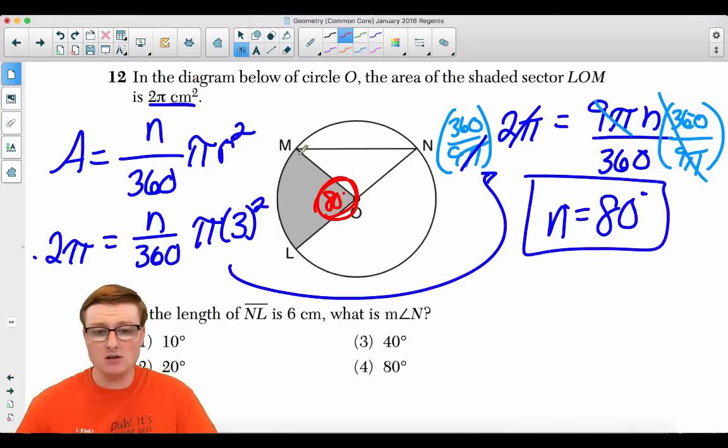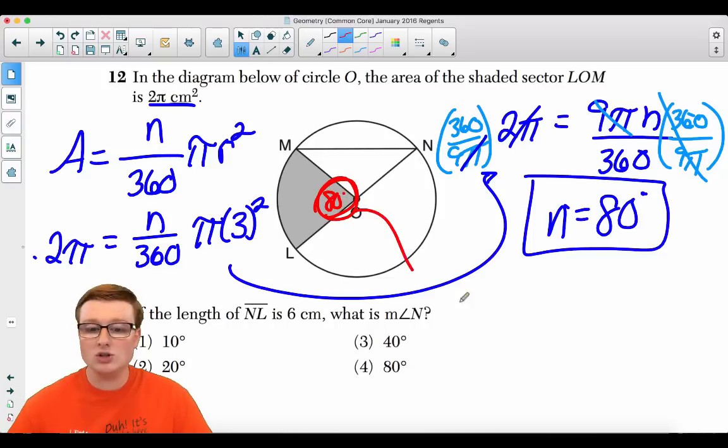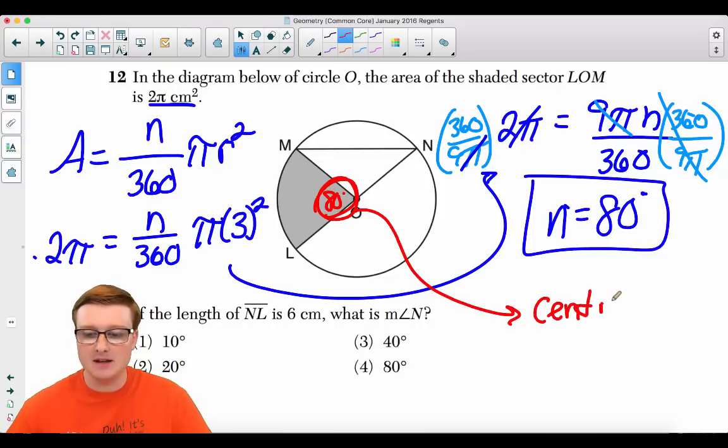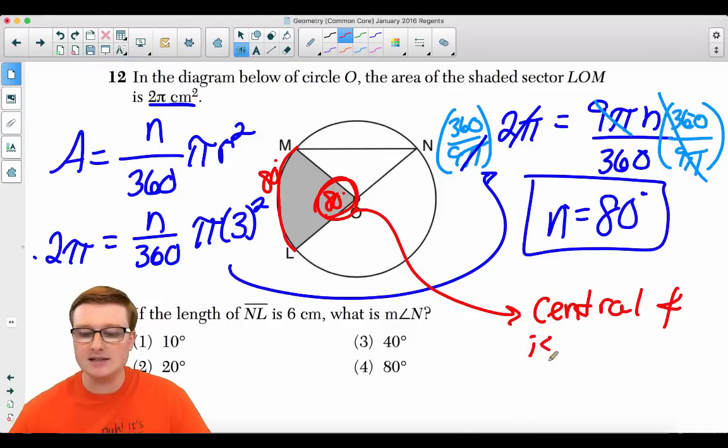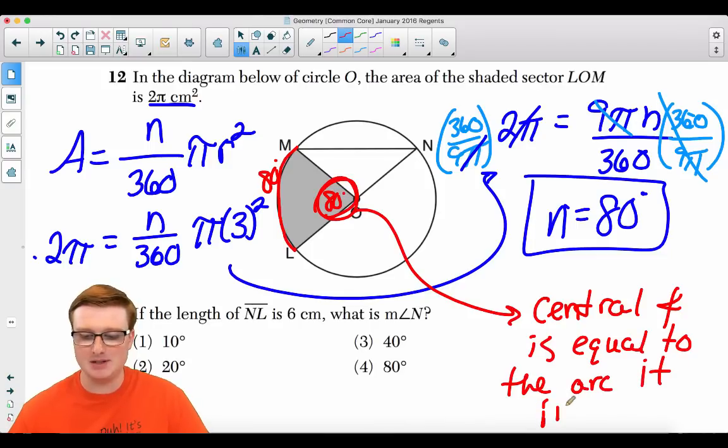Now, this angle MOL, I'll call it angle MOL, that's what's called a central angle. A central angle is not one half, it's equal to the arc it intercepts. So if this is 80 degrees, the measure of arc ML is also 80 degrees, because a central angle is equal to the arc it intercepts.